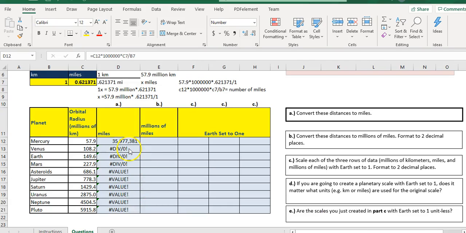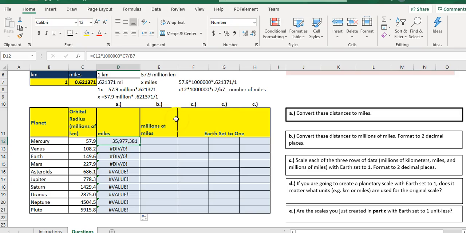Alright, so let's talk about what happened. When we filled them down, we got these strange numbers here. So let's see why this happened. So on this next location for Venus, I should have had 108, which is located in C13, and then I should have still multiplied by the 0.621, but that's still located in C7. And look what happened. When I filled it down, it gave me a C8 and a B8. Well, there's nothing in C8 and B8.